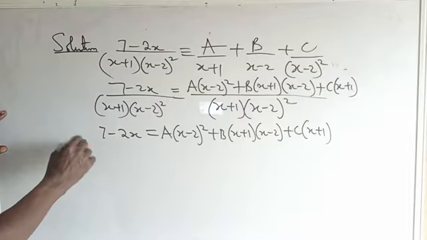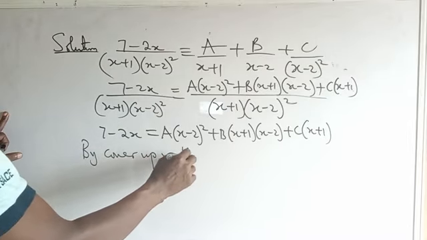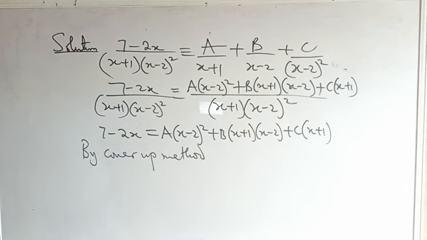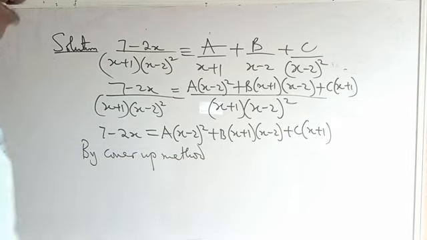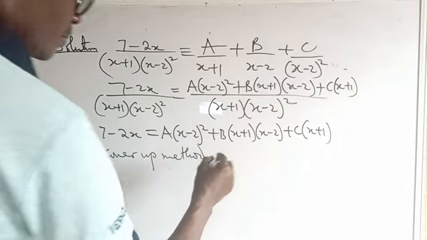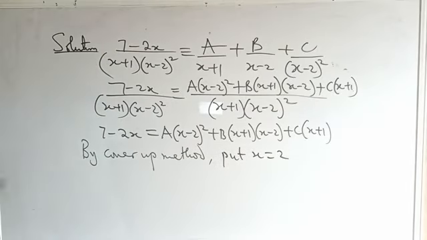So by cover up method, now what will be the value of x such that A will be eliminated, and B will also be eliminated? So put x equals 2. So let's put x equals to 2 and see. You have what?